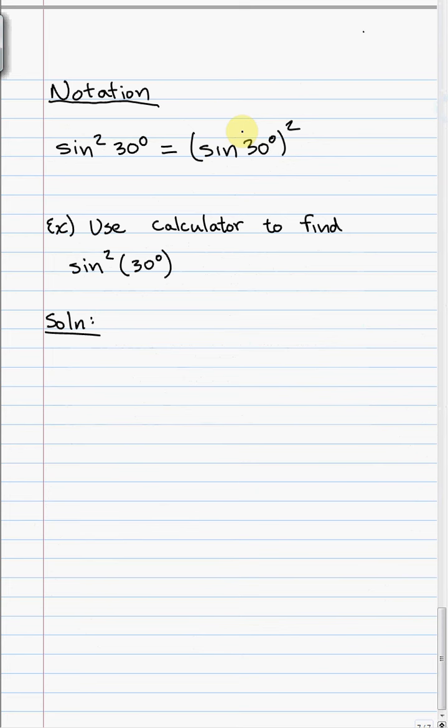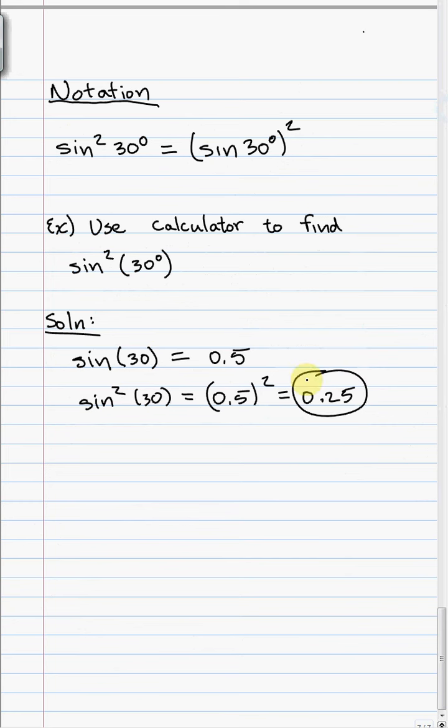To do this on your calculator, I'd do sine. It opens up a parenthesis automatically. Press 30, and then press enter. So press sine of 30, press enter, and it gives me 0.5. Then sine squared of 30 degrees is simply 0.5 squared, or 0.25. I just want to make sure you know this notation. We use it quite a bit, that this square here is the same thing as sine of 30 all squared.